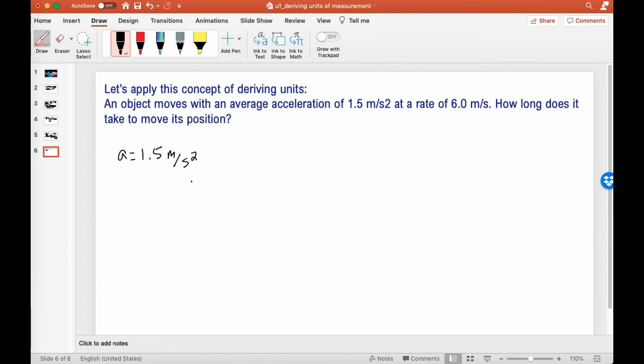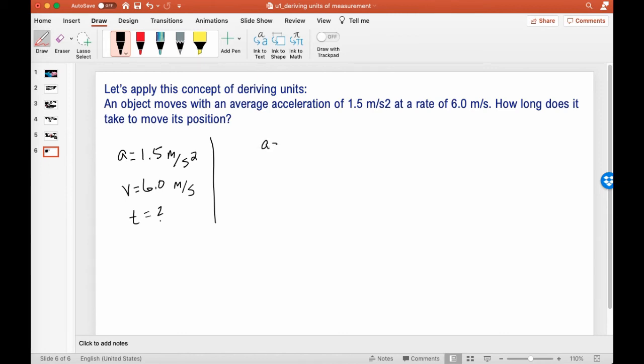All right, at a rate of 6 meters per second. Well, when we see meters per second, we know that it has to be velocity. We learned that previously. So 6 meters per second. How long does it take? That must be time. All right. So here is everything we're given, and I will always expect you to write out what is given. All your givens, I expect to see those written out, and you're going to find that's going to save you a lot of headache and a lot of work later on.